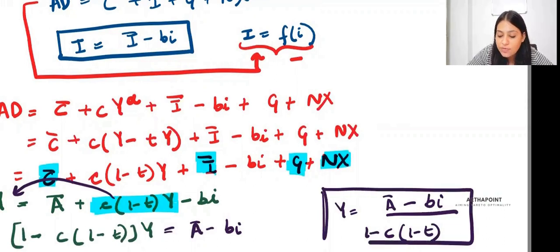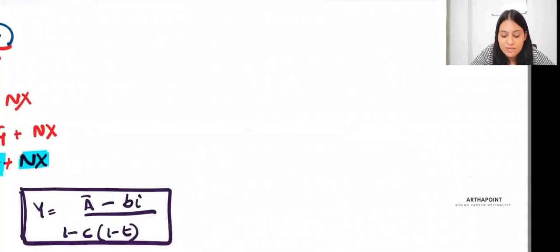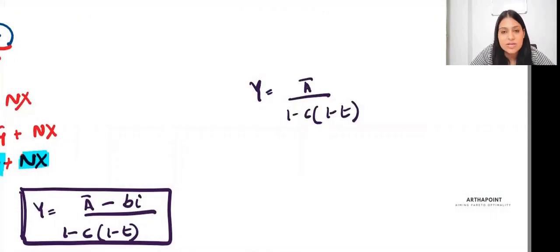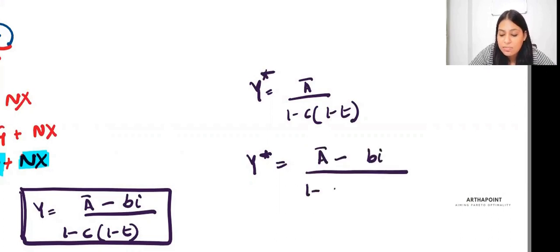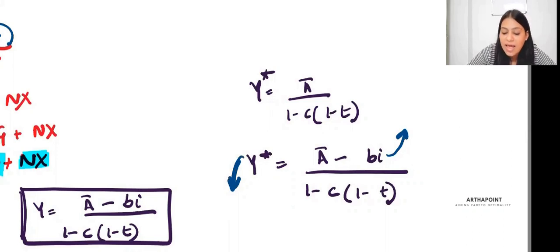So what have I got from here? Earlier, my Y used to be A bar upon (1 minus C(1 minus T)). Now, when I have introduced the interest rate in the formula, my equilibrium Y is (A bar minus BI) upon (1 minus C(1 minus T)). This implies that as my interest rate increases, the equilibrium level of output will decrease. And this makes absolute sense.